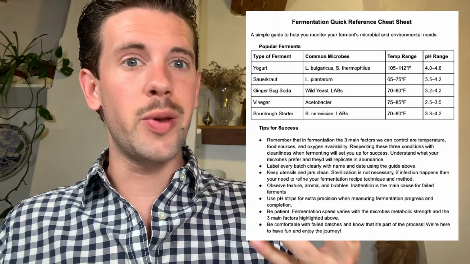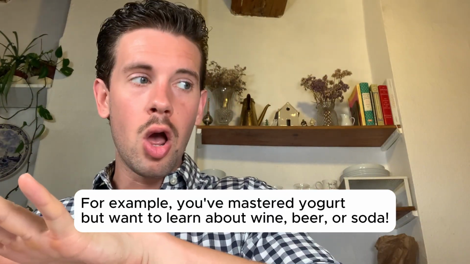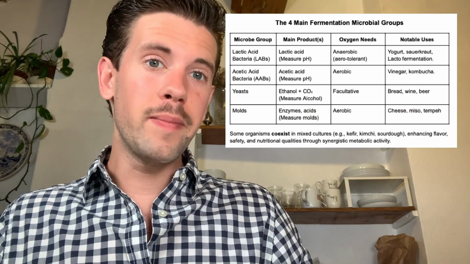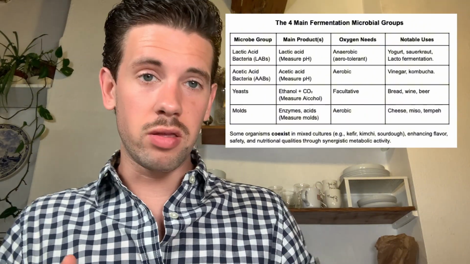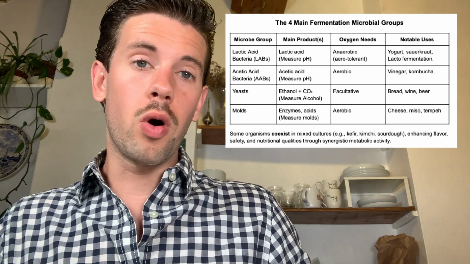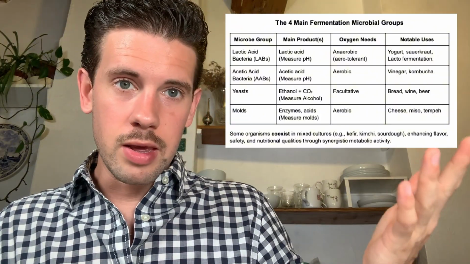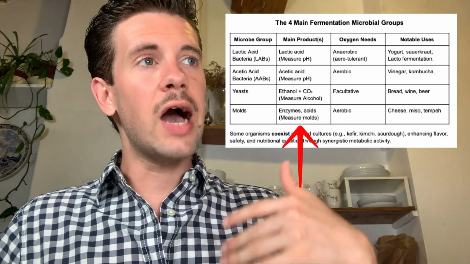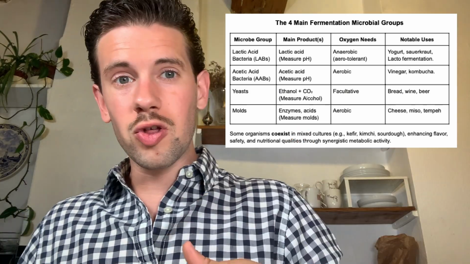This is going to be helpful for anyone getting started with fermentation, or if you have really strong skills in one area of fermentation, for going into other domains. I go over tips for success and the 4 main fermentation microbial groups: lactic acid bacteria for yogurt and sauerkraut, acetic acid bacteria for vinegar and kombucha, yeast for breads, wine, and beer, and molds that would be used for cheeses. I talk about, in a really easy table, what all of these different categories of microbes produce. How can we measure if they are properly fermenting, eating, replicating, and making a delicious fermented food?